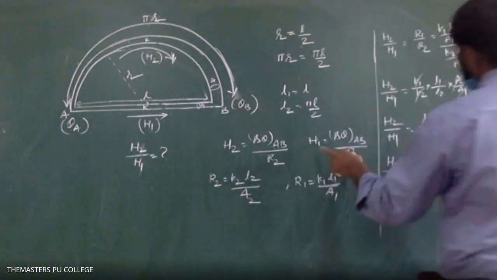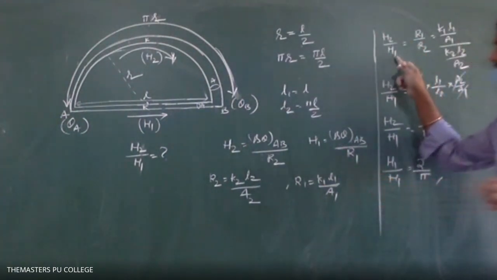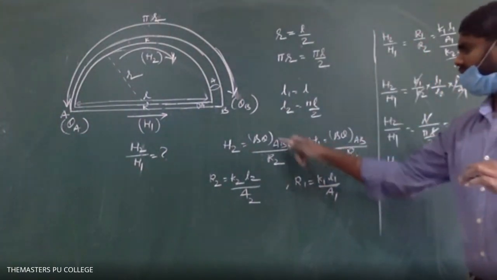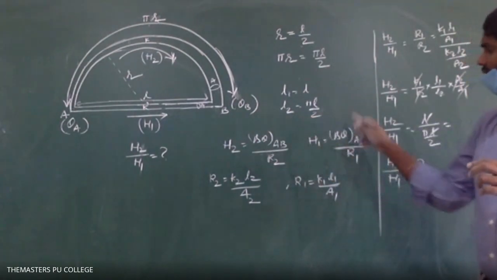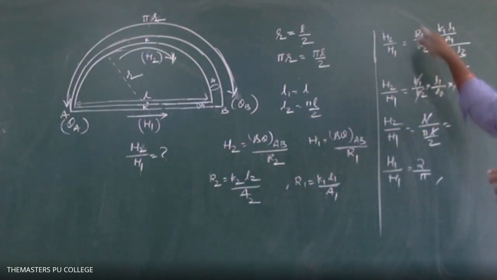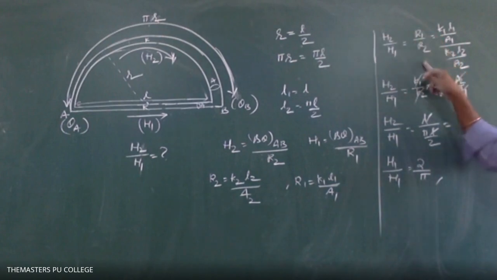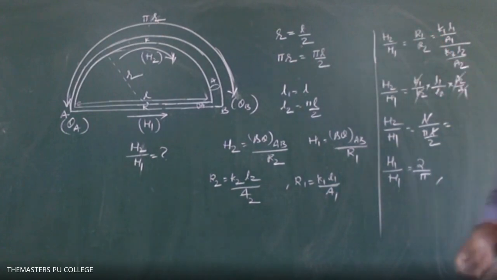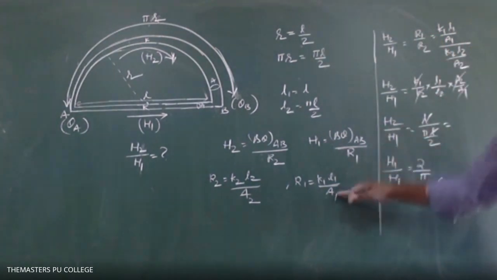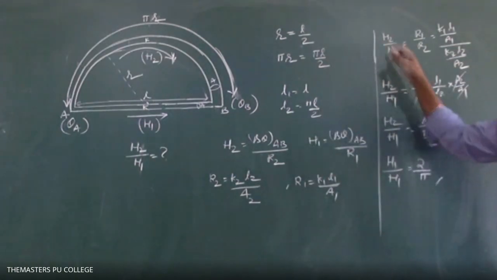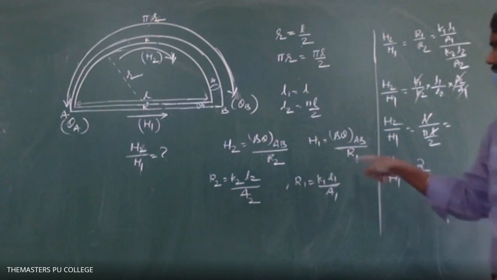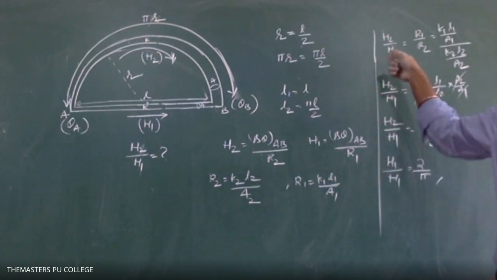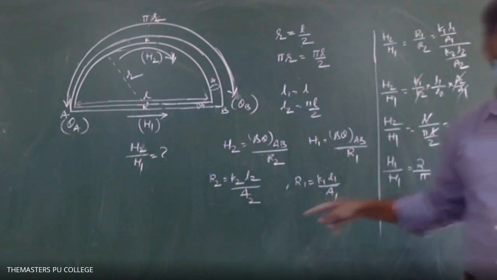So if you write H2 by H1, delta theta gets cancelled. So 1 by R2 upon 1 by R1 means R1 by R2 we will get. You can check it also. H2 by H1 equals this one divided by this one, so R1 will come into the numerator. You can check it once.